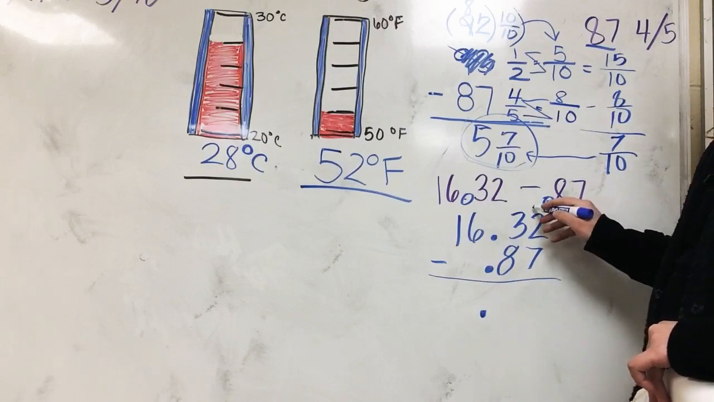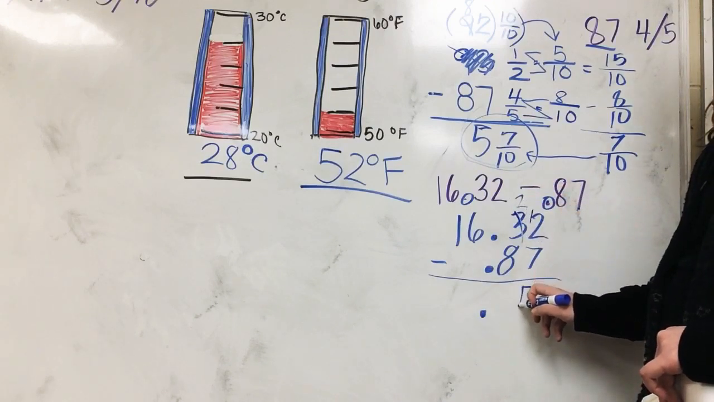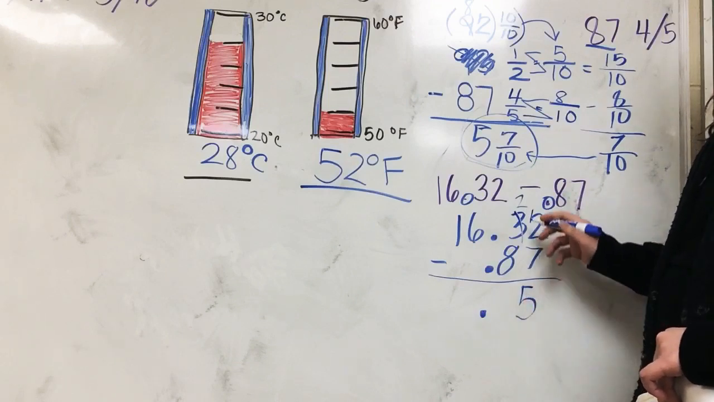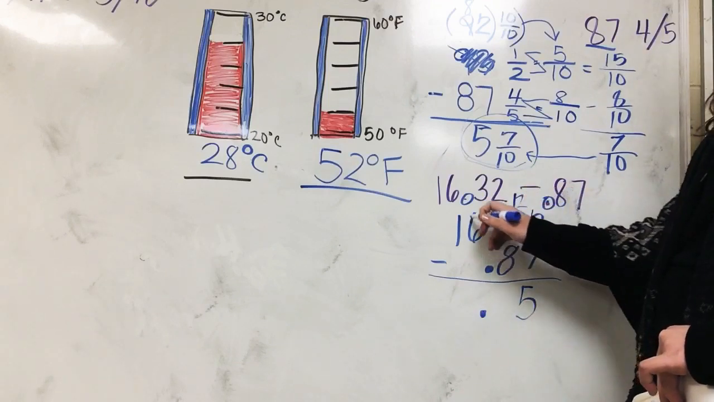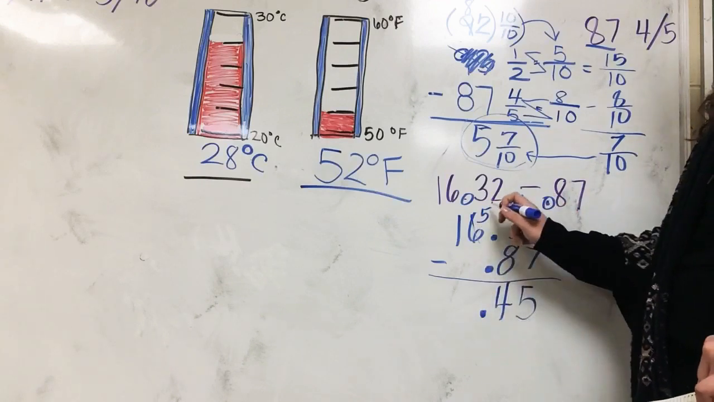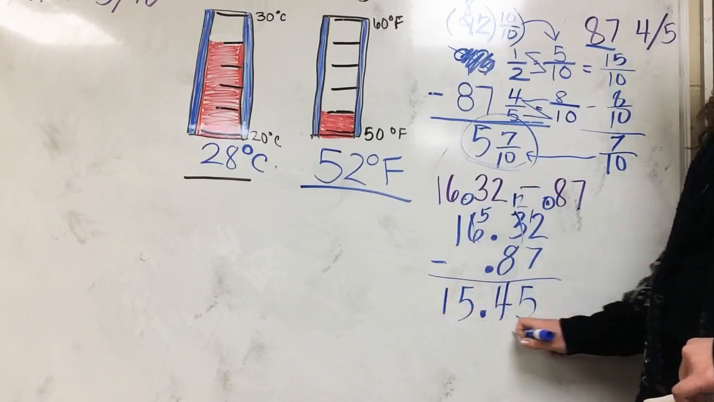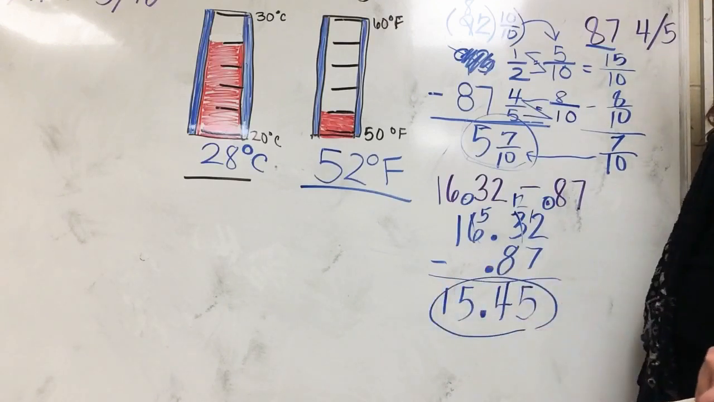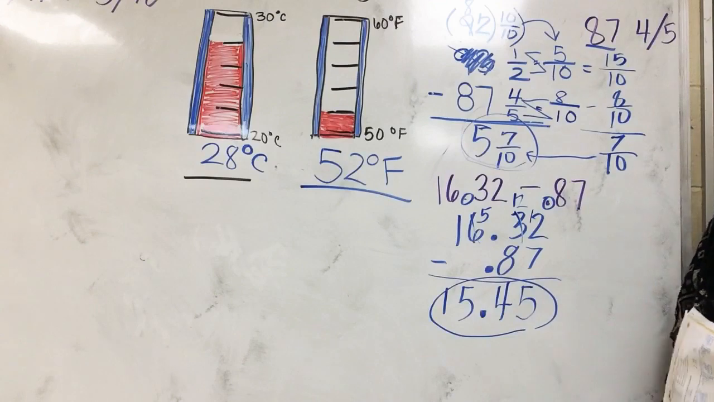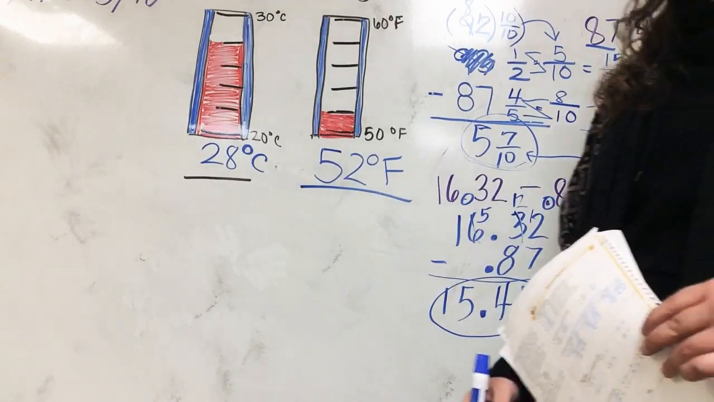Okay, 2 minus 7, we need to borrow. Make that 12 minus 7 is 5. Okay, 2 minus 8, we can't do it. Borrow. 12 minus 8 is 4. 5 minus nothing is 5. 1 minus nothing is 1. Okay, go ahead and pause, copy that work into your book, and press play to do our last problem.